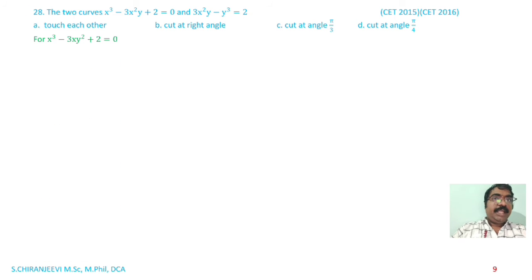See, if we go for differentiating, x cube minus 3xy square plus 2 equal to 0.